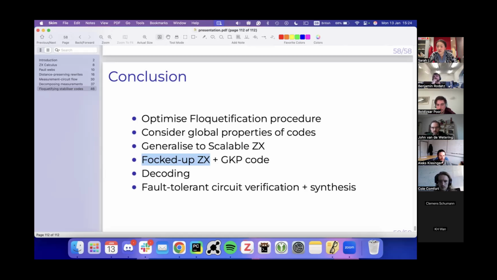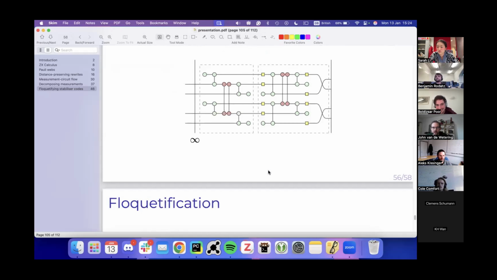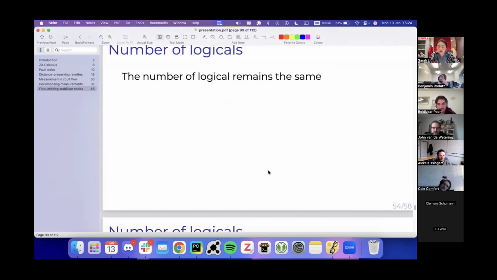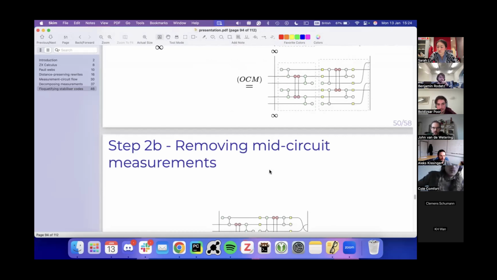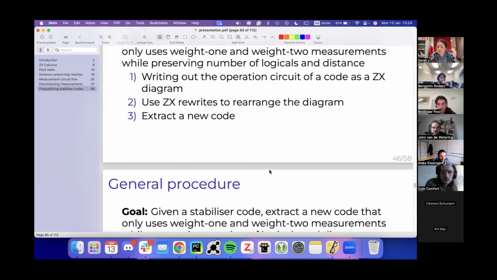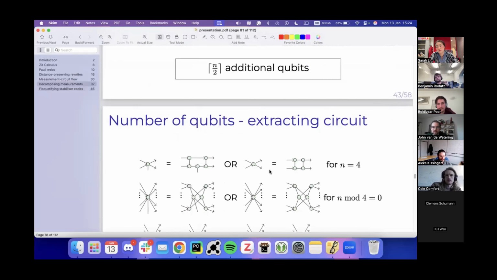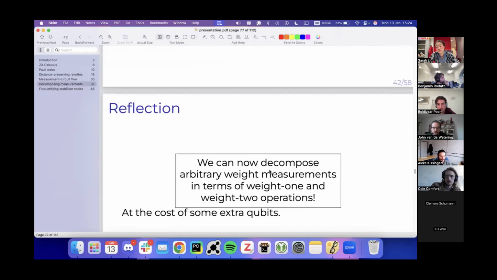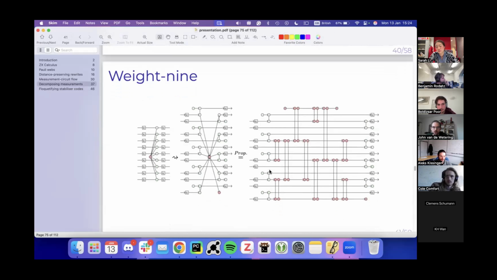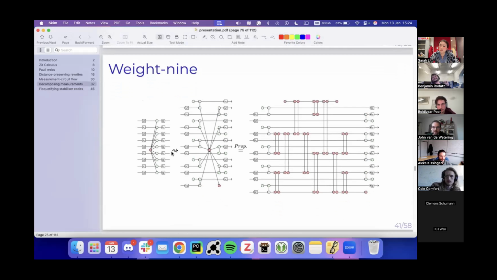I find it quite interesting that when you use extracted circuits, you get these XX measurements that you do twice in a row. I guess this is because you need it for the distance preservation, and this is very similar to how in the surface code you would repeat all your measurements d times in order to preserve your distance d. So I was wondering, is there some sense in which you could apply this rewrite strategy to the encoder of a stabilizer code, and then Floquetify it in such a way that the distance preserving rewrites would transform it so that each stabilizer is measured d times in a row in order to get this distance? Is there some sense in which this is the same idea?